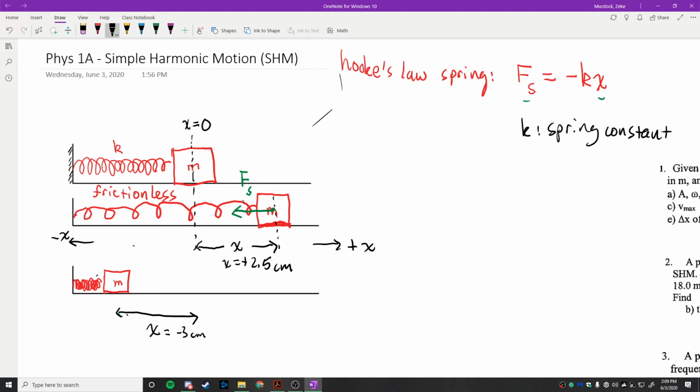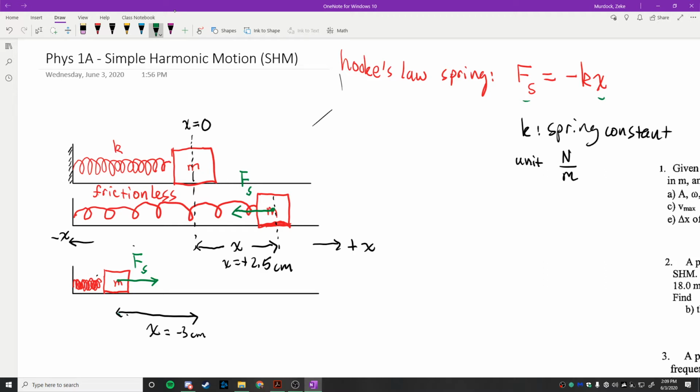And the quantity k, just to remind you, is what we call the spring constant. The spring constant is expressed in newtons per meter. So if it was 200 newtons per meter, for every meter you stretch it, you get a force of 200 newtons. If x is negative, the force is going to push back this way. That would be the direction of the spring force.